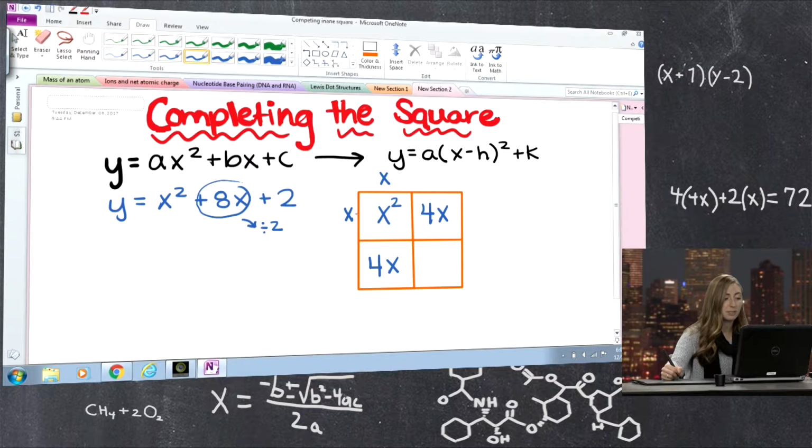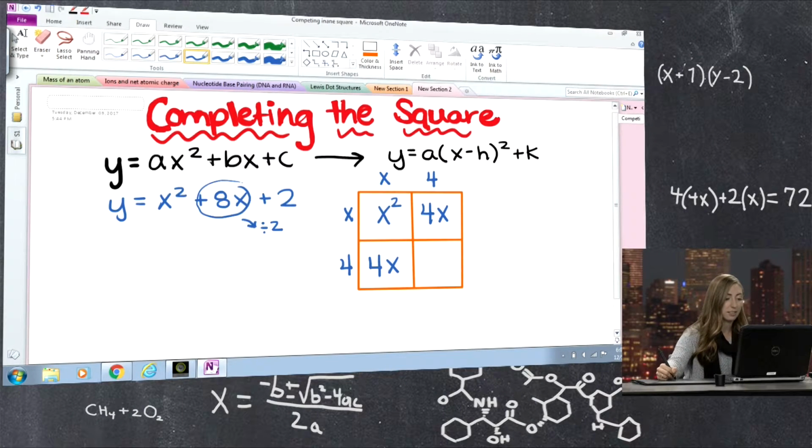So we know that x times x should give us x squared, so that has to be the lengths of those sides. We know also that x times 4 has to give us 4x, and same down here, x times 4 gives us 4x. So our length is going to have to be x plus 4, and our width is going to have to be x plus 4. Our length and our width are the same, therefore it is a square.